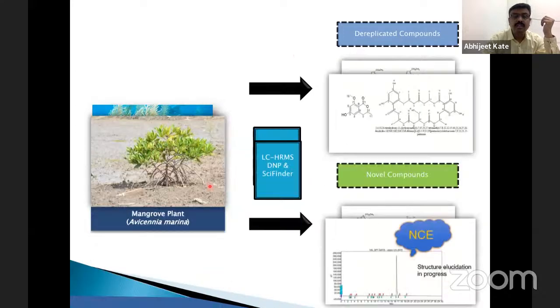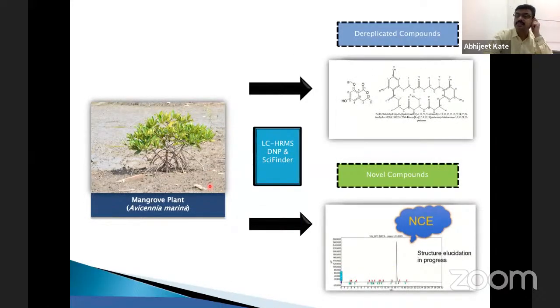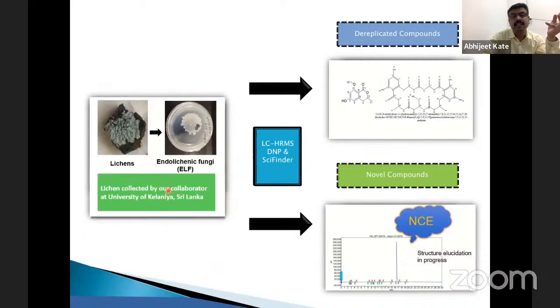Okay, so this was another case that I wanted to show, a recent one that we are working on, an Indo-Sri Lanka collaborative project funded by DST. There our hypothesis was to find a novel compound from lichens present on mangrove plants. This is one example, Avicennia marina, from the Gulf of Khambhat region. And this is a lichen, a different lichen, but we also collected another thing from this.